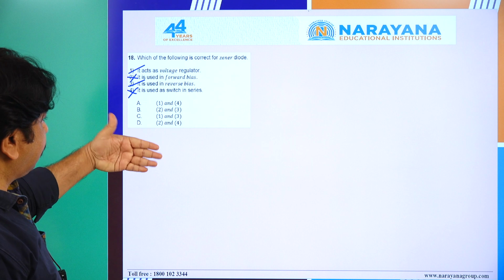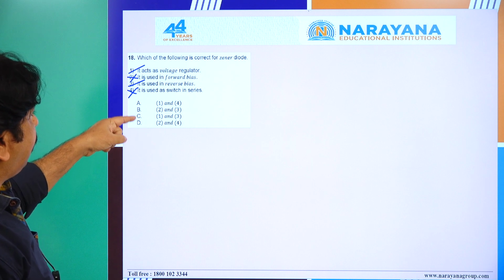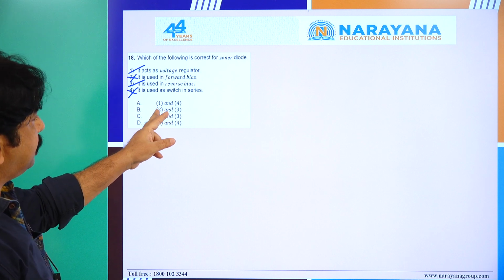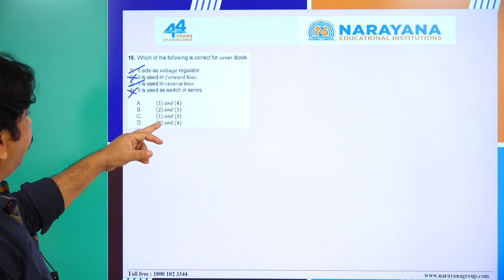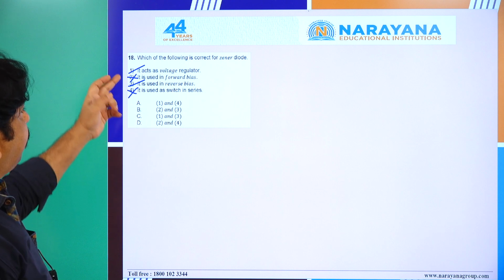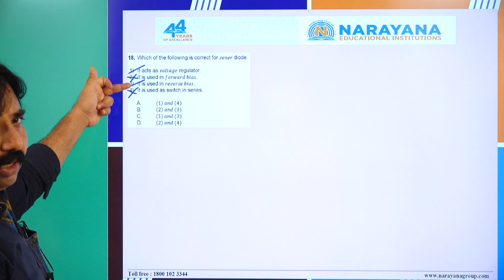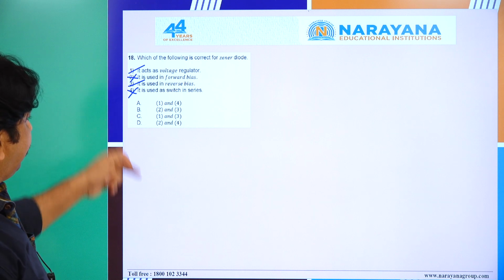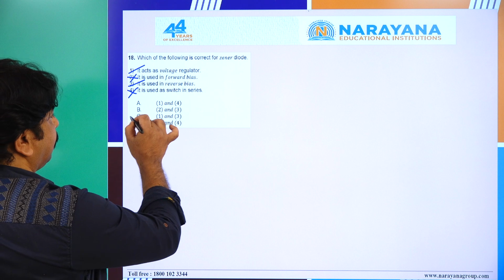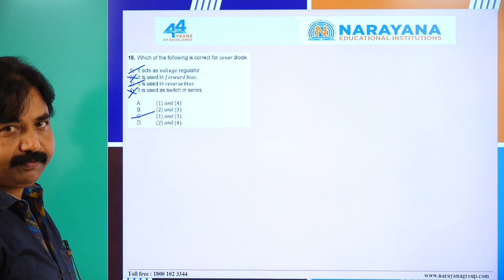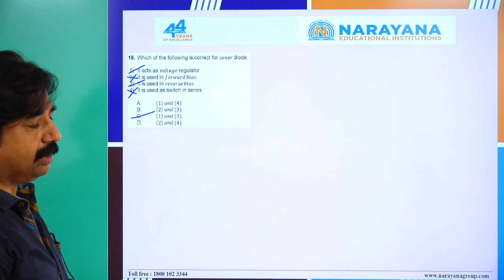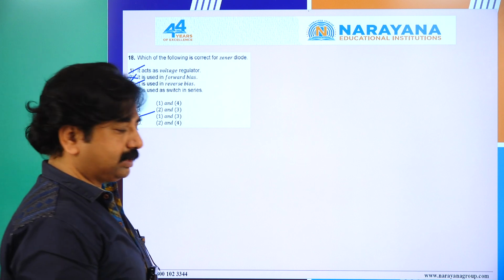But finally they are giving A, B, C, D. Out of A, B, C, D, again they are choosing two options, 1 and 4, 2 and 3, like that. But here we have two options only, 1 and 3. So 1 and 3 is the third option, C. Theoretical question from semiconductor devices.